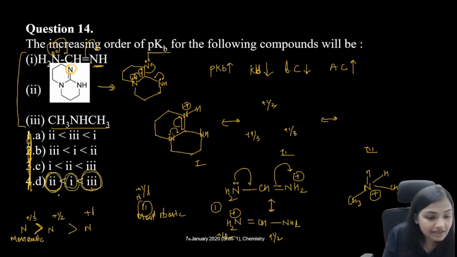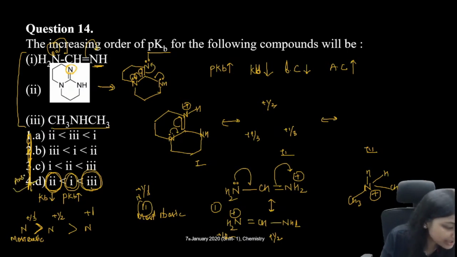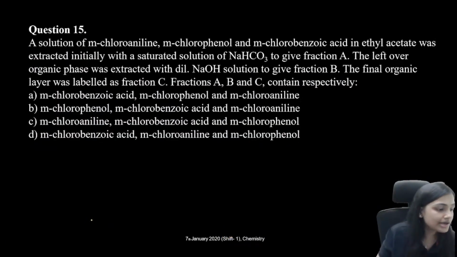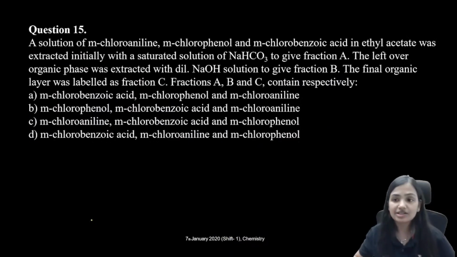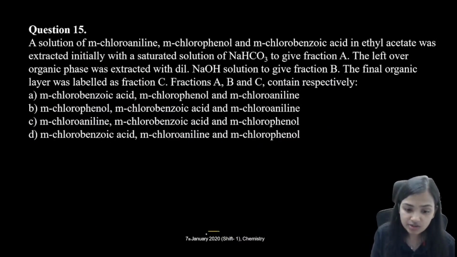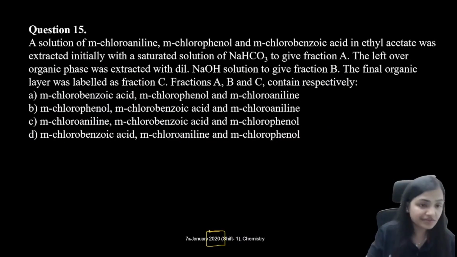So ultimately if my KB is decreasing, the PKB is increasing. I can say that. Okay, so the right answer for the question is option number D. So I think this was a very interesting question. Okay, got it? The options were those which were given downside. This is again an amazing question that came in the JEE 2020 examination in shift 1.